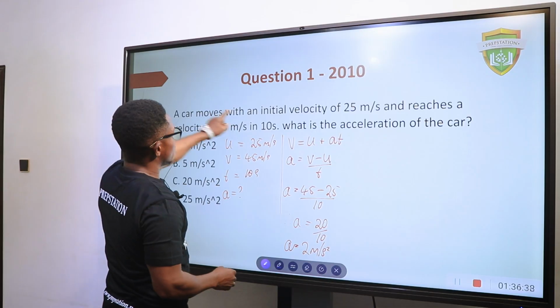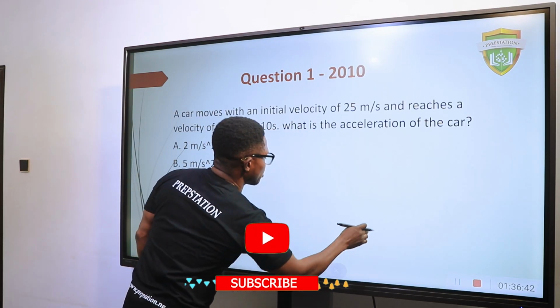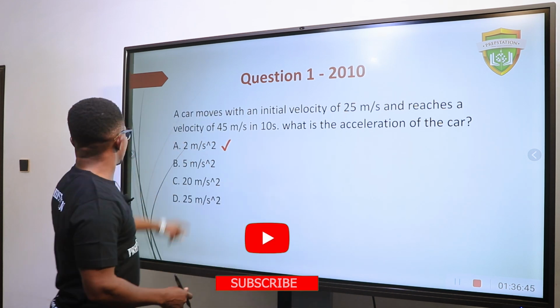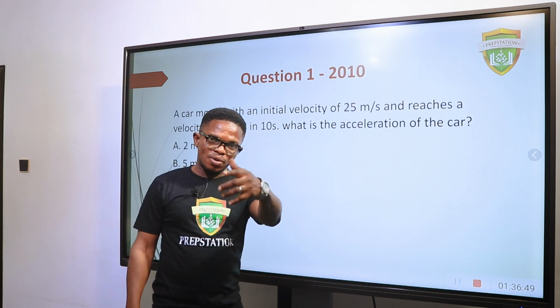The unit for acceleration is meters per second squared. Okay, let's confirm if that is correct. Yes, that is correct. 2 meters per second squared. So thank you so much. Let's go for a break. I'll be right back.